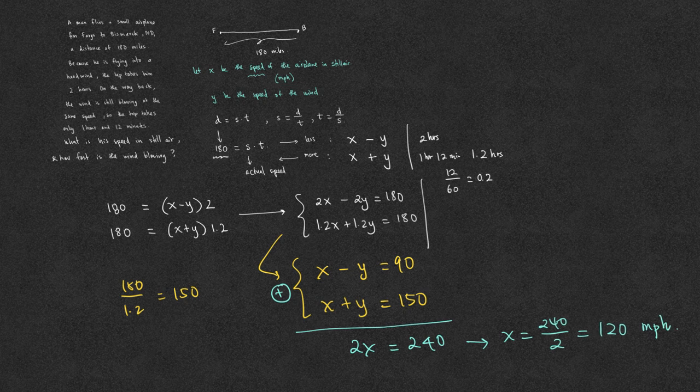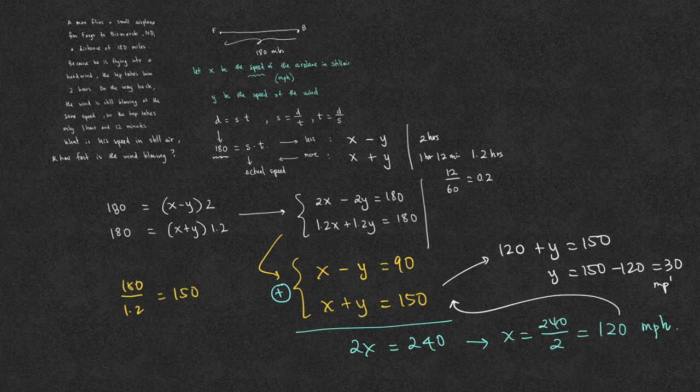Once we obtain x, we can perform a back substitution to find y, and it doesn't matter which equation we use. If we use the second equation, then x is 120, plus y equals 150, so that y equals 150 minus 120, which is 30. This is also miles per hour. And so we found that x equals 120 miles per hour and y equals 30 miles per hour. We can check to see if the solution satisfies the system of equations.